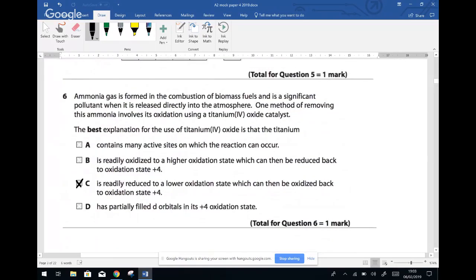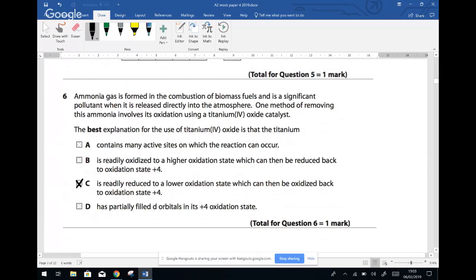Next, ammonia gas is formed in the combustion of biomass fuels and is a significant pollutant when it is released directly into the atmosphere. One method of removing ammonia involves its oxidation using titanium 4 oxide as a catalyst. The best explanation for titanium 4 oxide is that the titanium contains many active sites on which the reaction can occur. Well, it is heterogeneous, but it's not going to be the best explanation. The fact that something has active sites doesn't mean that it's going to be a catalyst for that reaction. So many active sites is definitely not a good answer, although potentially possible.